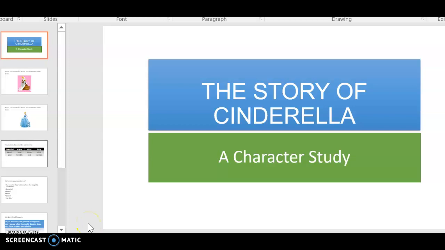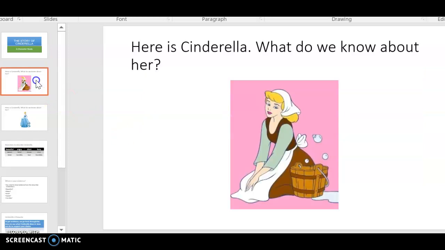This is the story of Cinderella, a character study. So we're going to look at Cinderella herself and talk about what this word means, a character study. Here is Cinderella. What do we know about her?